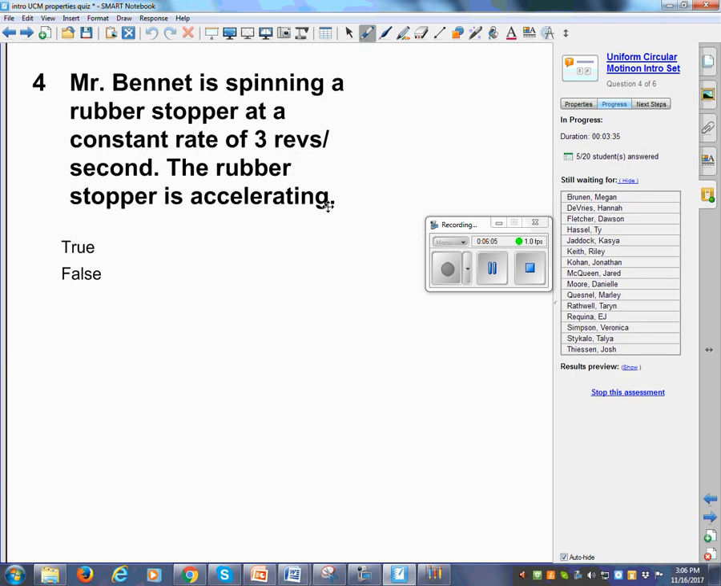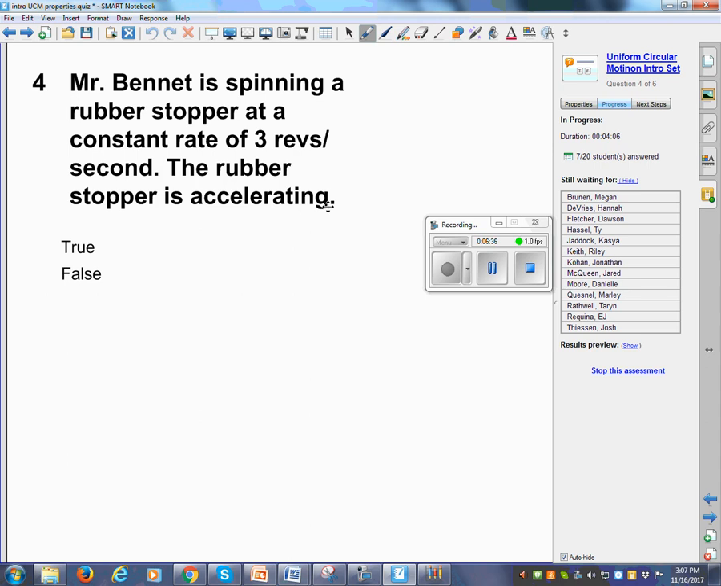Okay, Mr. Bennett is spinning a rubber stopper at a constant rate of 3 revolutions per second. Like a thing for a test tube, a rubber stopper. That came off the ground? I've actually let go before. I've let go and tried to hit people before. And I've tried to miss them, and I've missed and actually hit them. What? It was you, wasn't it? Didn't I hit you? Yeah. I accidentally hit Hannah. She's okay though. I won't do it again.